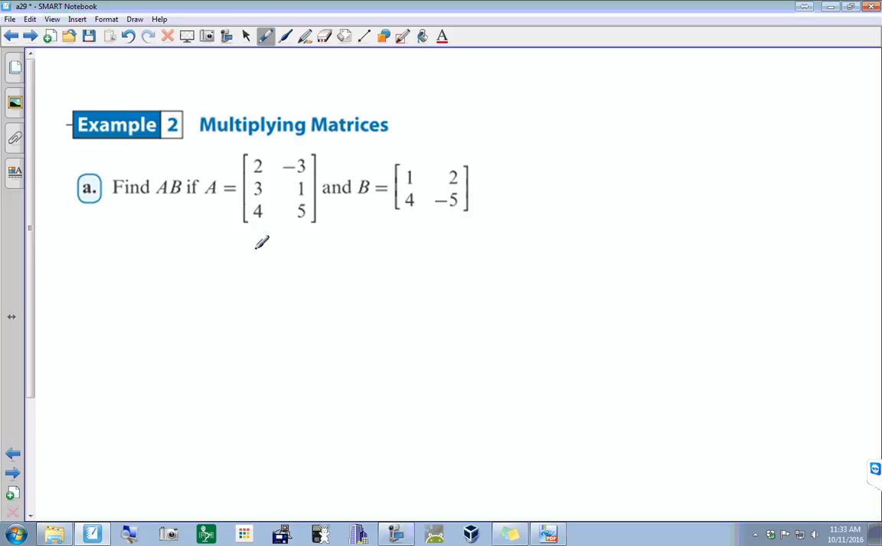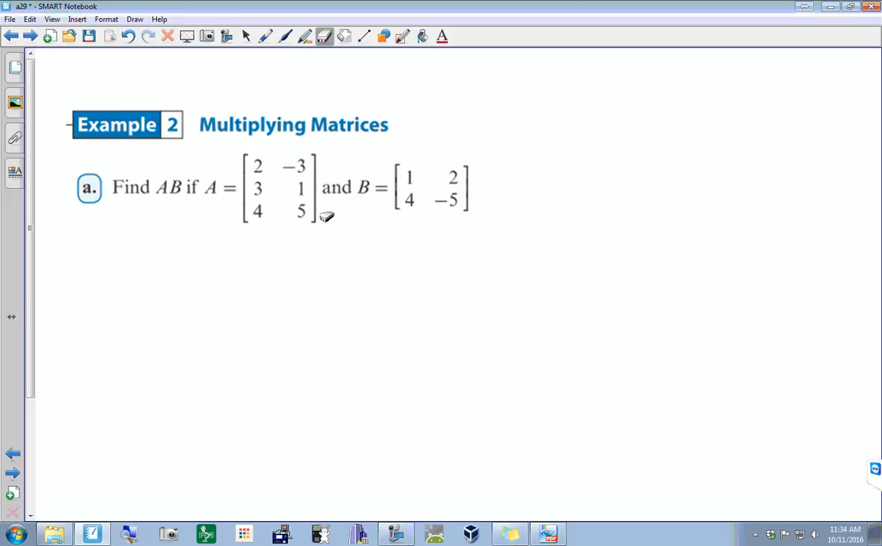How many rows? 3 rows. How many columns? 2. Rows by columns. How many rows here? 2. How many columns? 2. So, can I multiply this together? The answer is yes. I got a 2 here, and I've got a 2 there. So we can multiply these together.